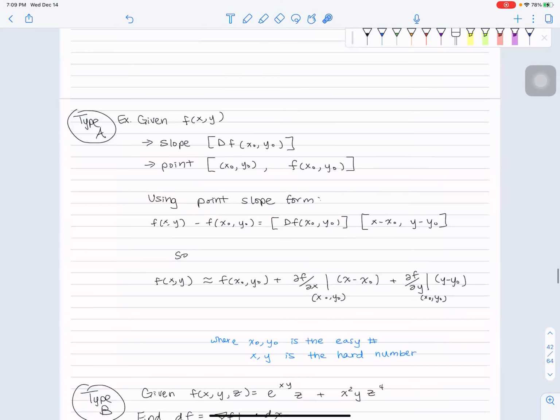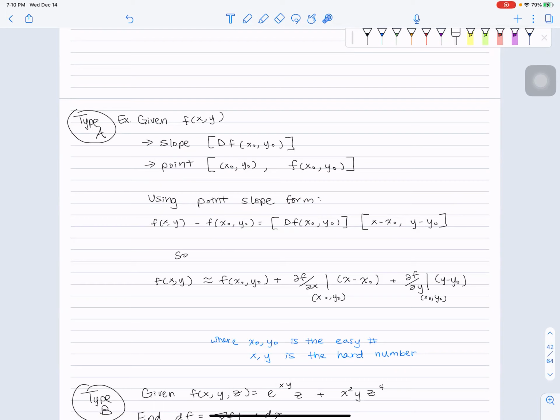Okay, so for linearization, there's lots of different types of problems. First type I've noticed is that you have some slope and you have a point, right? And you want to write some equation. For that, you can use point slope form. So point slope form is y minus y naught equals some slope times x minus x naught.